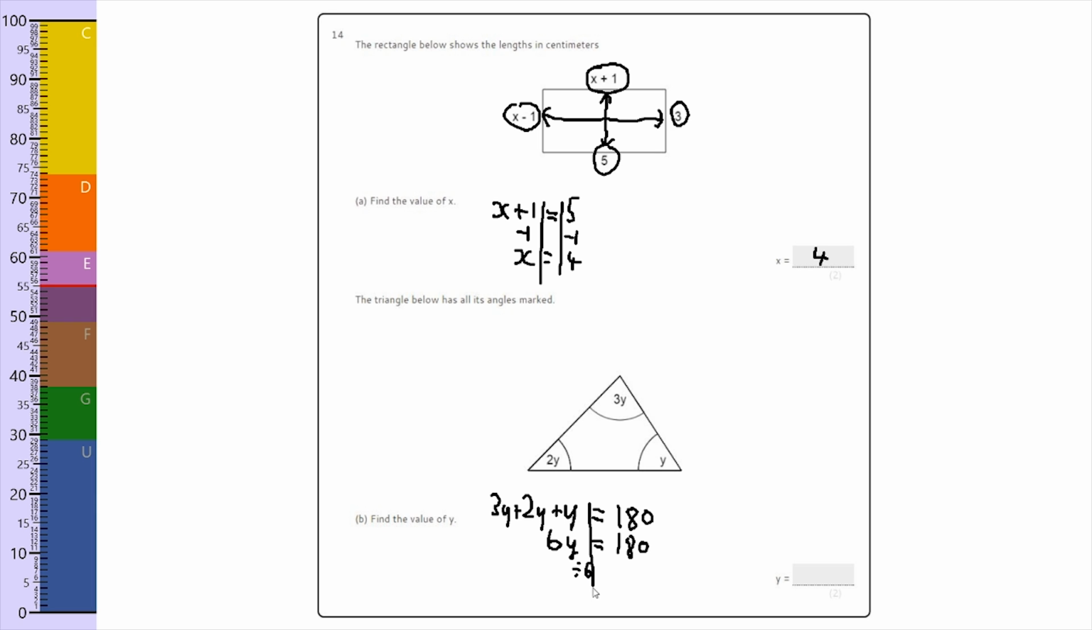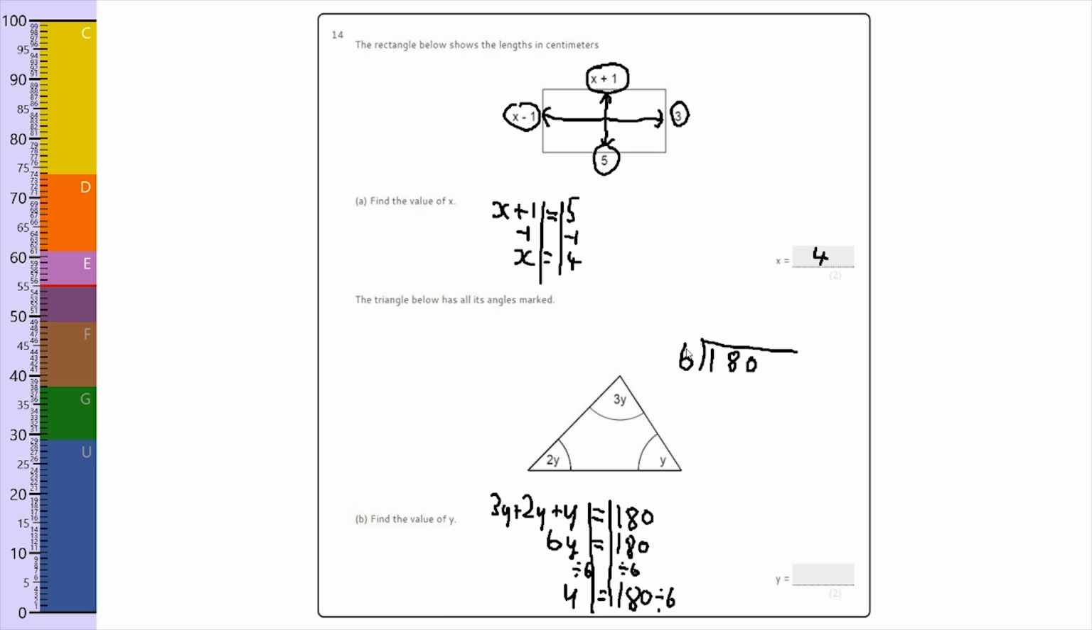And then I need to divide by 6 both sides. Let's put my lines in. I need to divide by 6 to get rid of the 6 in the 6y. Okay, so y equals whatever 180 divided by 6 is. Now you might really struggle to do 180 divided by 6 on the non-calculator paper, so we could use the bus stop method. Okay, 6's into 180.